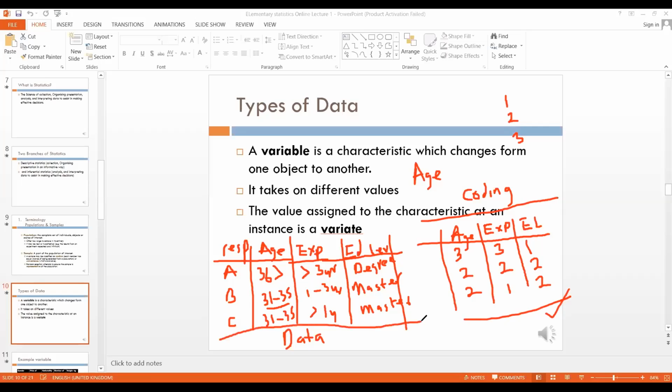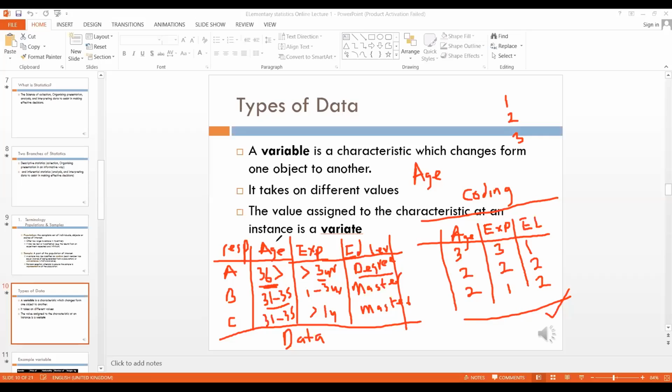And you can see that there are different types of data. Some are numeric, have numbers. These are numeric, 36, 33. Then some are non-numeric, okay? Degree is not numeric data. It is non-numeric data. So what we are saying here is the data we obtain depends on the type of variable we are dealing with.